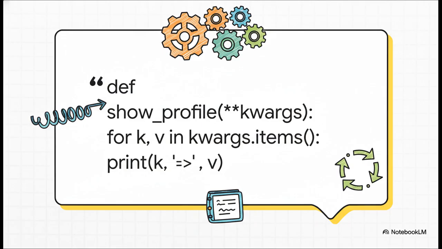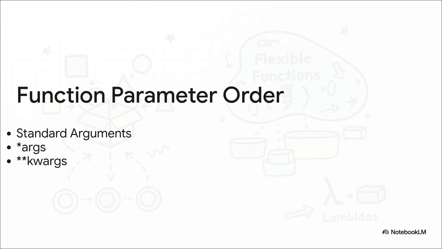Okay, a quick but very, very important rule. When you use all of these together in a single function, the order is mandatory. It has to be your standard arguments first, then *args, and **kwargs always comes last. Python relies on this exact order to figure out where everything needs to go.